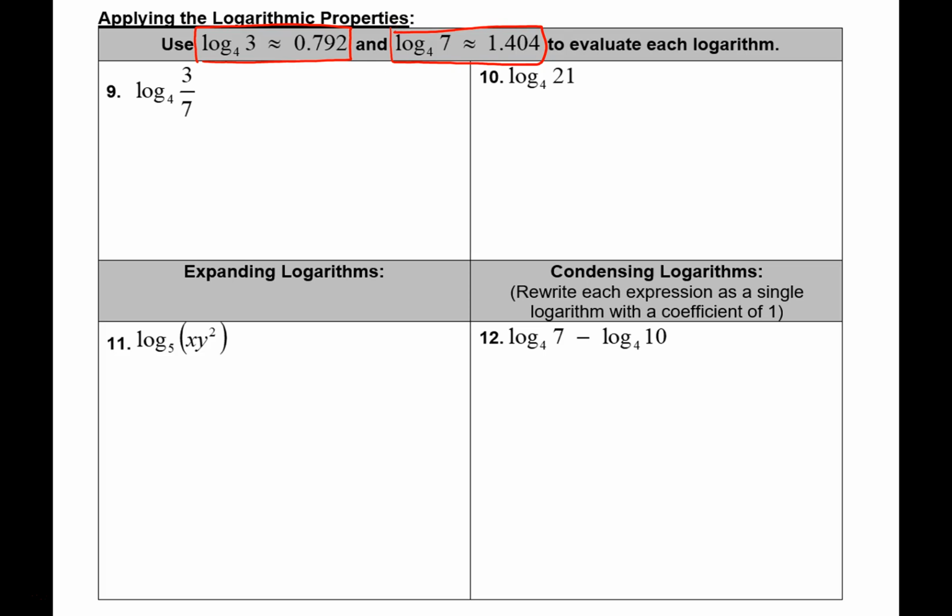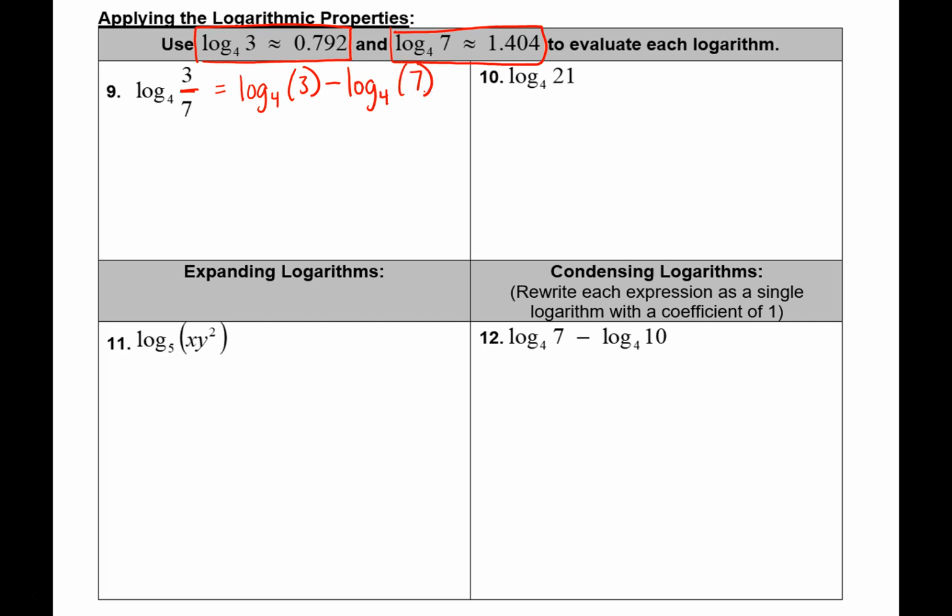So what we want to do is see if we can use those properties to break up the problem so that we can then convert to these approximations that were given, not using a calculator or anything like that. So this first one, I immediately see it has a 3 and a 7 in it, and it's division. So I'm going to use that quotient property that we just talked about, the second rule, to say log base 4 of the top, 3, minus, instead of dividing, log base 4 of 7.